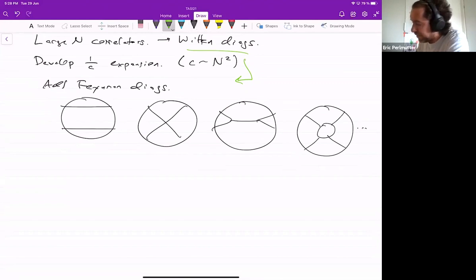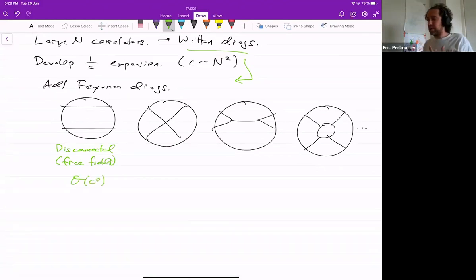So this diagram, this first one on the left, is a disconnected diagram. It's just free propagation. And so in the 1/c counting, this would just be order c to the 0, where we're just taking products of 2-point functions, and I'm imagining a normalization where 2-point functions of these single trace operators are normalized to be of order c to the 0.